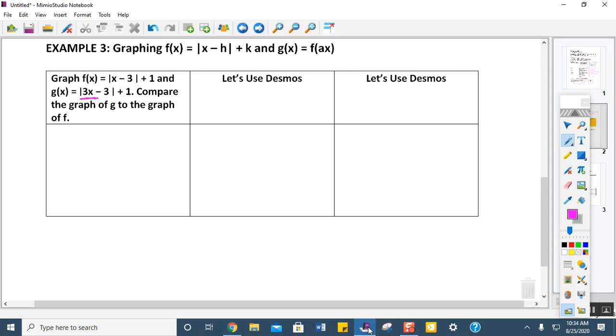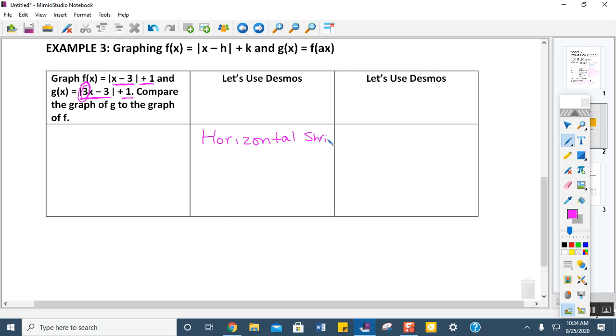Okay? So it says compare them. They look much the same. You have the x minus 3 component, you have the plus 1. Here's the x minus 3 component, the plus 1. Only difference is you have a value in front of x inside the absolute value. If that value inside there is more than 1, you're going to have a horizontal shrink. So what happened here from these two is that we have a horizontal shrink.